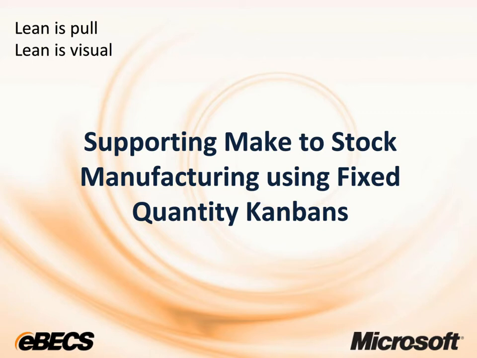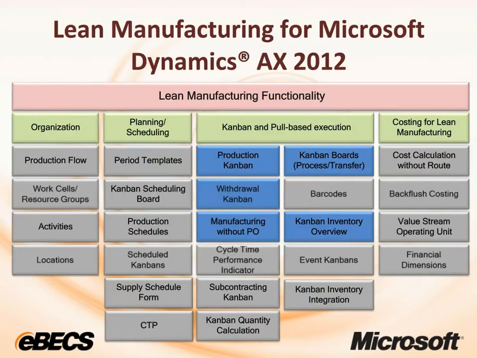Today we're going to talk about supporting make-to-stock manufacturing using fixed quantity Kanbans in Microsoft Dynamics AX 2012. Lean manufacturing in AX 2012 has a wide variety of functionality. Today we're going to discuss production Kanban and withdrawal Kanban using fixed quantity Kanbans. We're going to process these with the Kanban board, both for process jobs and transfer jobs. We will take a look at the Kanban inventory overview on the boards, and we'll also be manufacturing without a production order using a production Kanban.